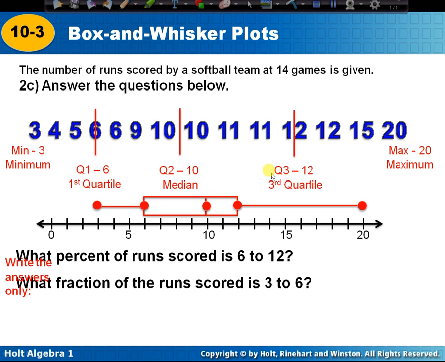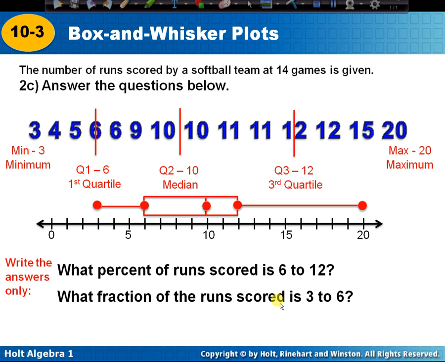All right, on part C, it says answer the question below. It says what percent of runs scored is from 6 to 12? So from 6 to 12 is from here to here. Okay, and we've talked about how this is a fourth, this is a fourth, this is a fourth, this is a fourth of our data. So if I have 2/4 of our data, I actually have half of our data from here to here. So that is 50%.